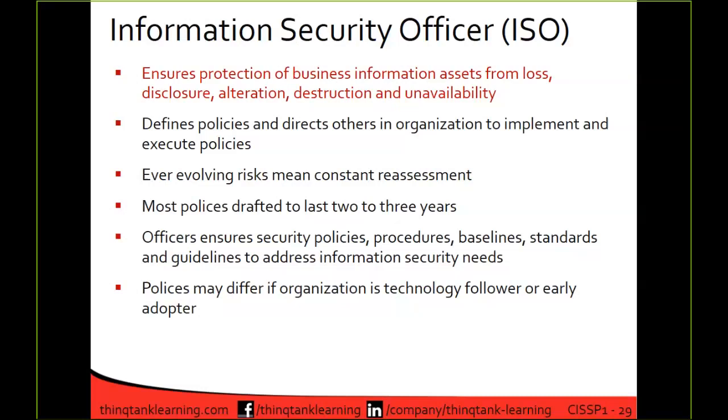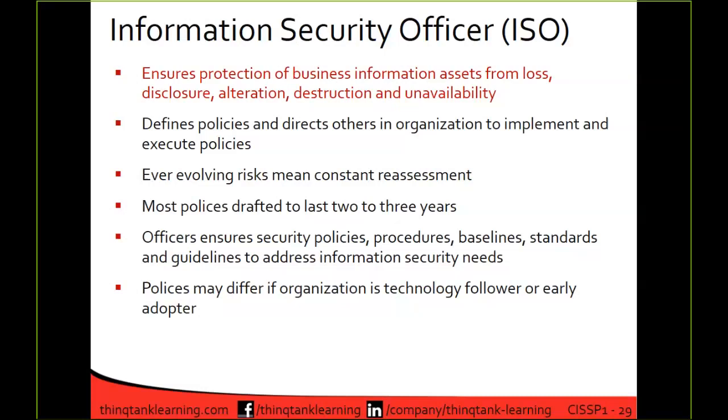So you try to draft a policy, a security solution that allows the business to continue to function, but still provides that level of security. That's a very difficult thing to balance out. Officers ensure security policies, procedures, baseline standards, and guidelines address information security needs. Pretty straightforward. Policies may differ if your organization is a technology follower or an early adopter. That's absolutely true as well.